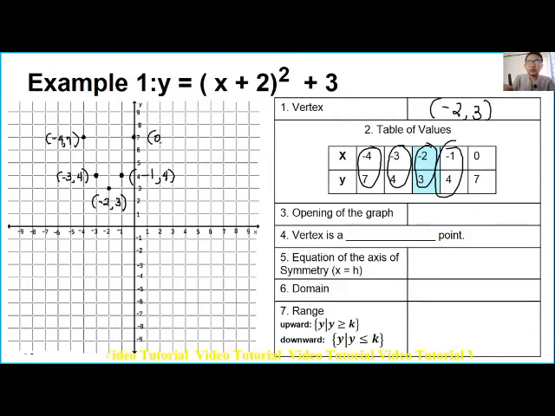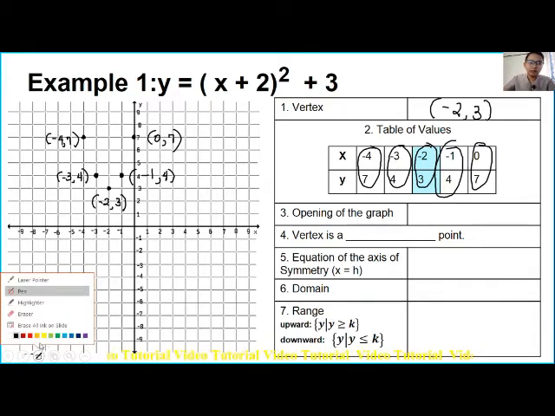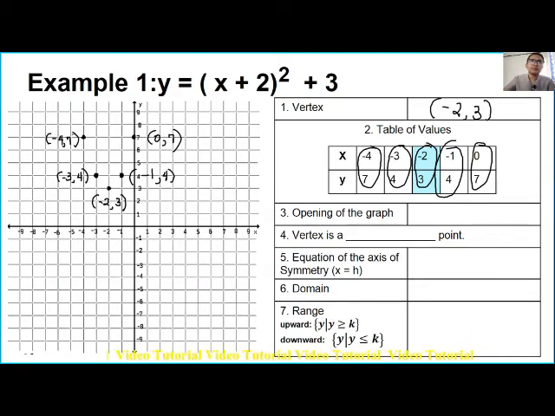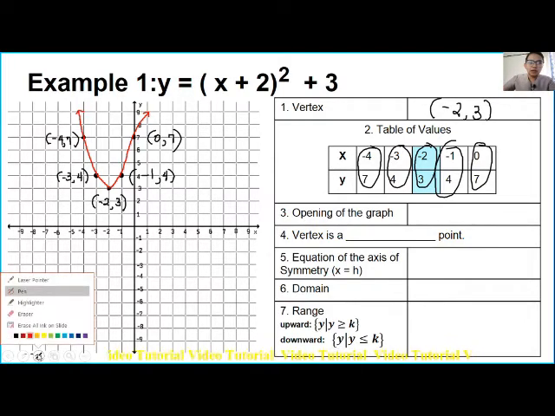So as you can see, even though we are not connecting them, we can still see that it is a parabola or U shape. So we are done with plotting all these points. Let us now connect the points for us to have the parabola. Let us try to make a U-shaped pattern. And then don't forget the arrowheads. So you can improve your drawings better than this one. So let us now establish all the values in our table on the right.